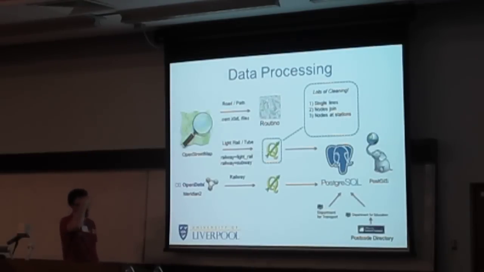Basically what I did was I used a series of software. One is a software package called Routino, which is used for street level network routing. What you do is you dump the OpenStreetMap data into that, it processes it, and you can feed it origin destination locations. Also from OpenStreetMap, we extracted the light rail and tube network.